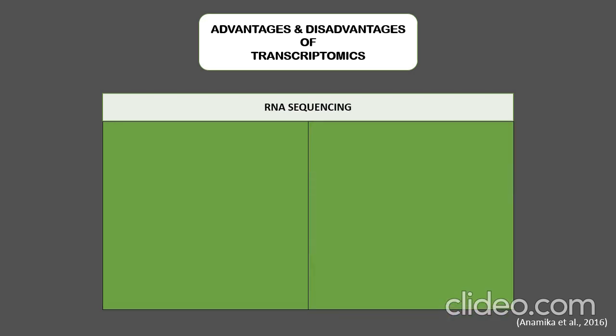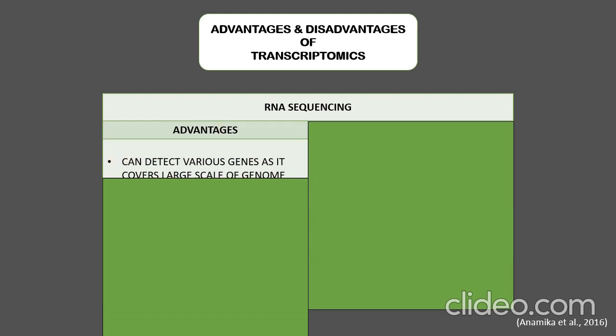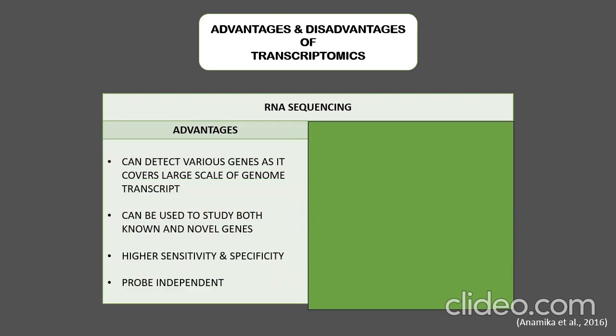Okay, now let's talk about RNA sequencing. Some of the benefits of using this technique is that it can detect various genes as it covers large scale of genome transcript. This technique also allows us to study both known and unknown genes. This is because it doesn't really depend on the usage of probes. So if there's any chance of finding any unknown or undiscoverable genes, it is definitely through this method.